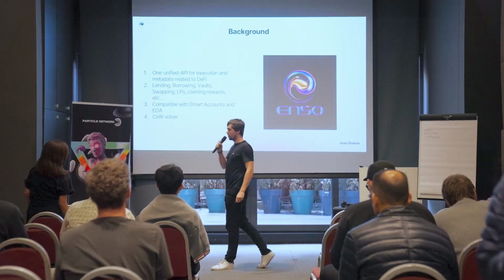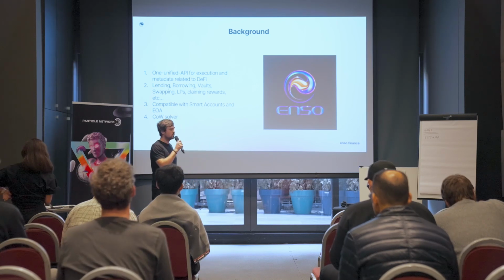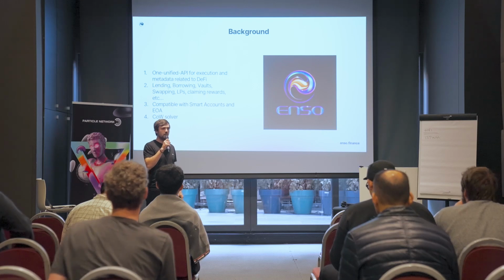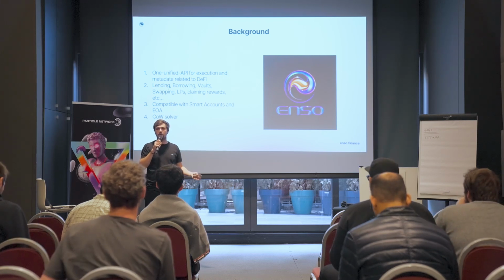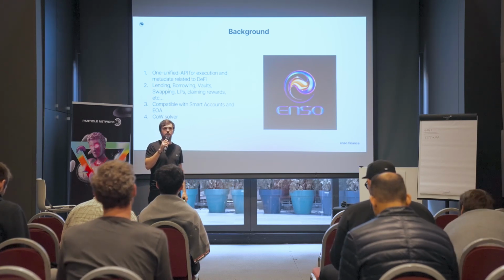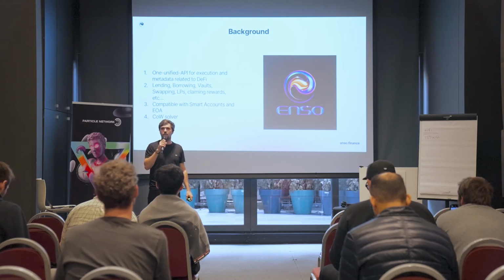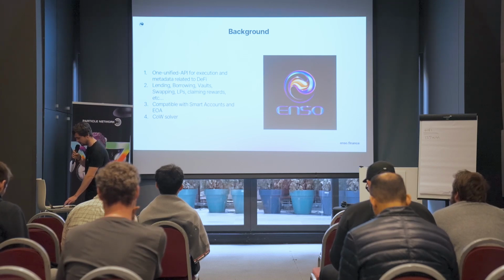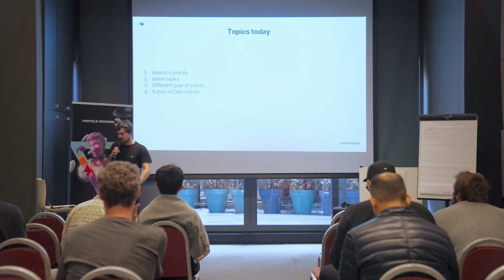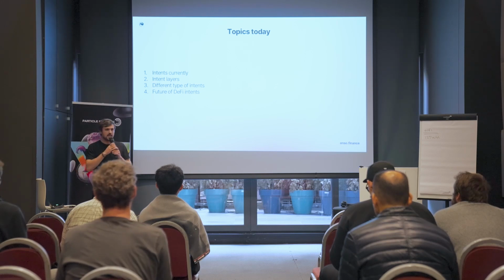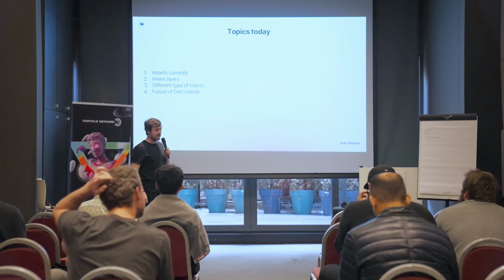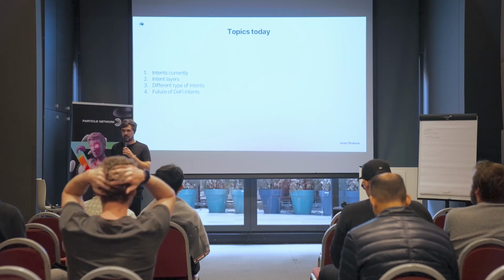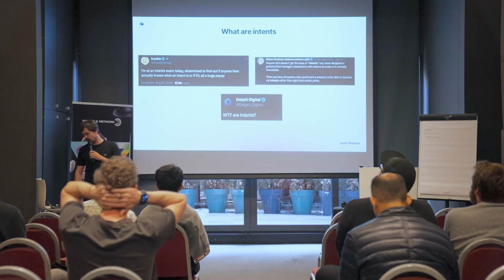Okay. So a bit of background on Enso. Enso is a solver on CowSwap. We also offer one unified API to interact with DeFi, ranging from lending, borrowing, vaults, LPs, swapping, claiming rewards, whatever it may be. I'm Connor Howe, one of the co-founders of Enso. Topics that we're going to discuss today are what intents currently look like, intent layers, the different types of intents, and what the future of DeFi intents could look like.